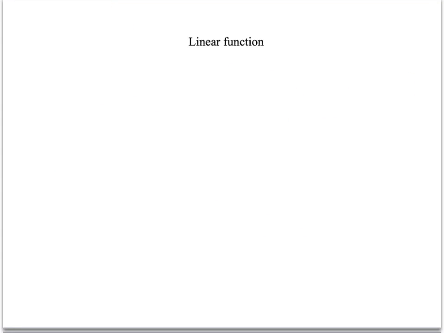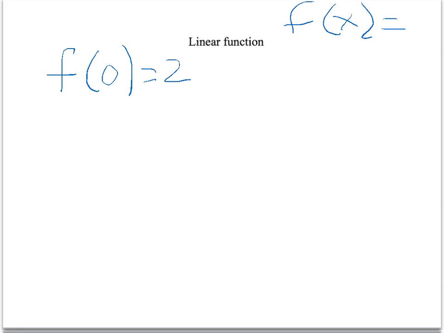Like I said, we're going to talk about a linear function, and this is just another way to write our x and our y points. So in function form, if I have f of 0 equals 2, pretty much what this says is f of x equals my y value. So x equals 0, y equals 2. Because y equals 2 when x is 0, I know that 2 is my y-intercept.